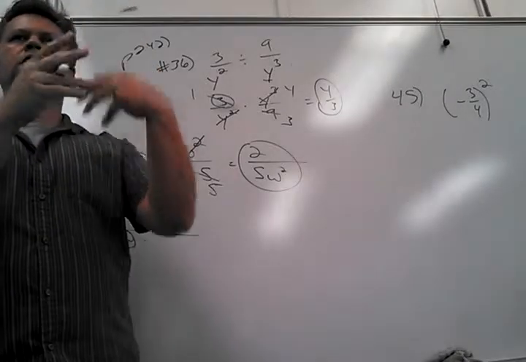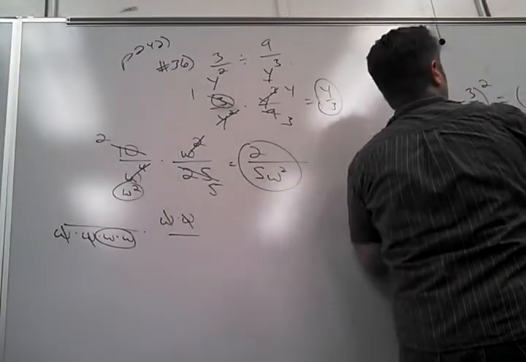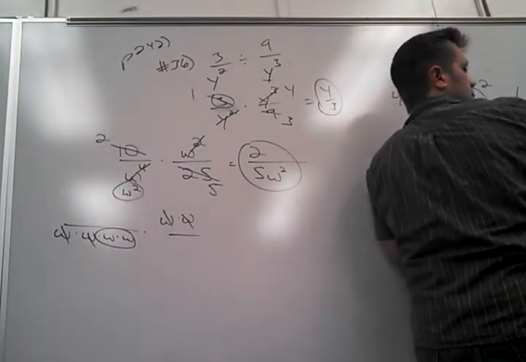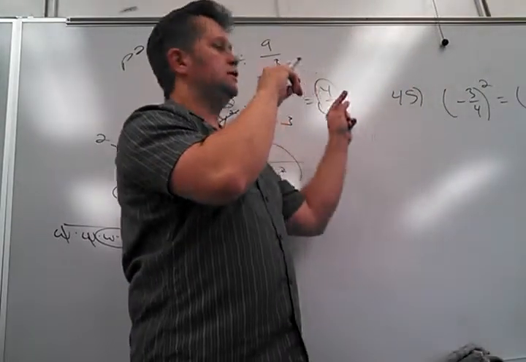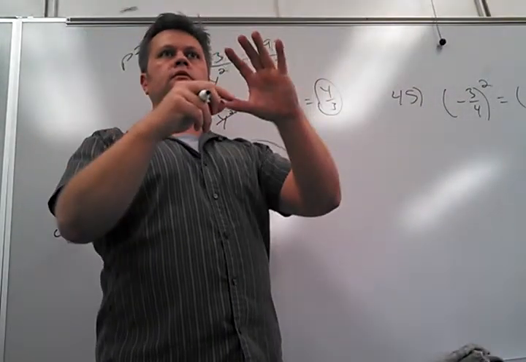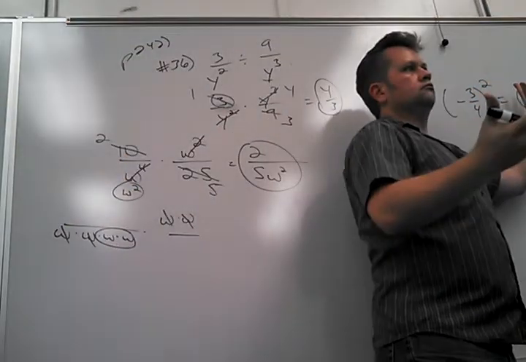What does something squared mean? Something times itself. So then rewrite this as negative 3/4 times negative 3/4. That's what the square means, right? And now you just attack. Can you cancel anything? No, because there's nothing. The 3 doesn't go into 4.